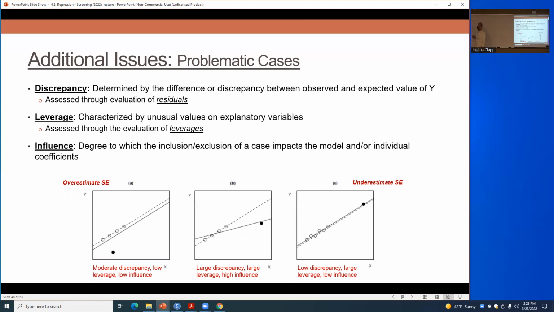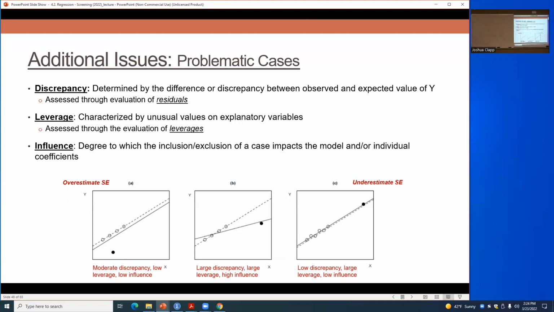Influence is the extent to which the exclusion of a case is going to impact your model, okay? You think about your influence as the combination of discrepancy and leverage. We can have large discrepancies that don't impact our model all that much. We can have large leverages that don't impact our case much at all. But when we have something with a high influence value, this is generally a combination of a high discrepancy and a high leverage, then we have cases that start to impact our model, our estimates, our coefficients, things along these lines, okay?